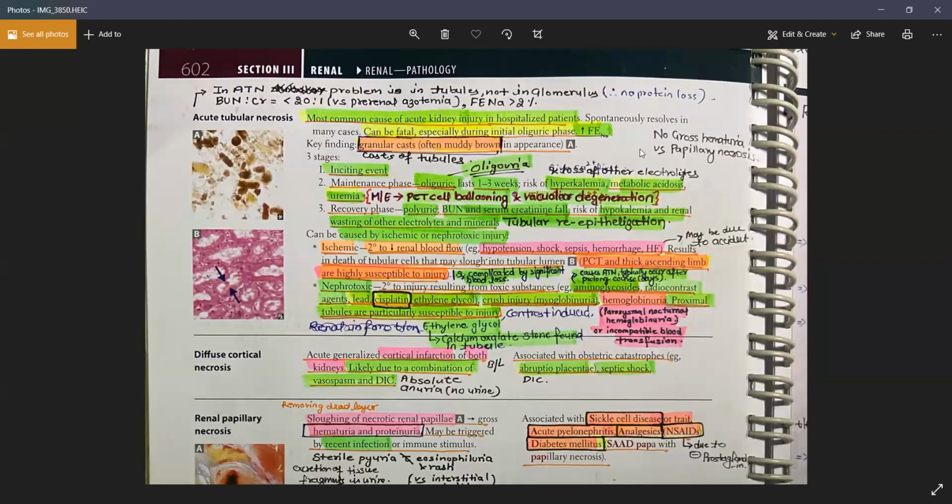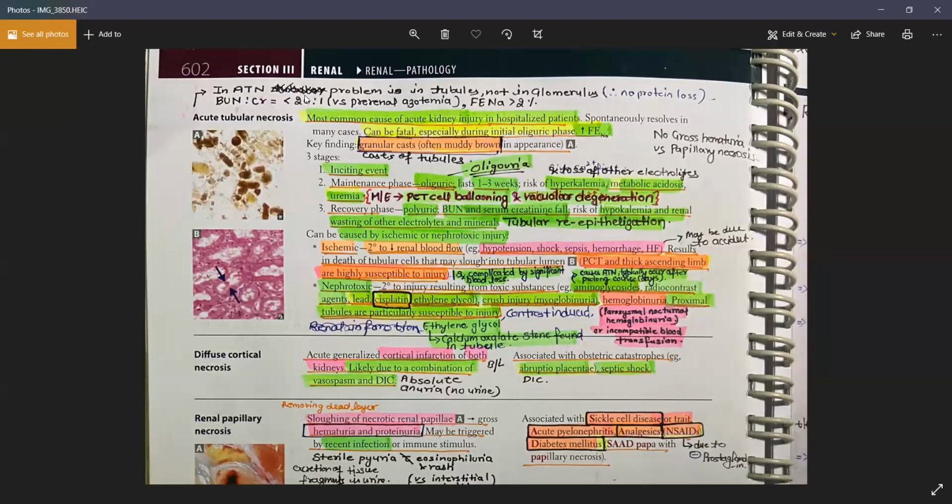The patient won't have any gross hematuria. There won't be any papillary necrosis. So please note, in acute tubular necrosis there won't be any hematuria, no RBCs. In case of interstitial nephritis, you will have RBCs, right? Hematuria will be there. But in acute tubular necrosis, no hematuria, because the kidney lost its function.